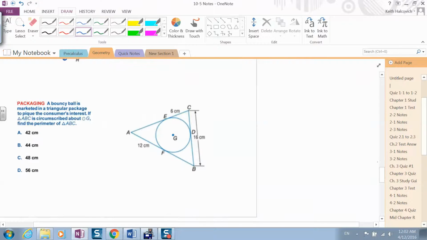Let's look at the next one. It says same concept. If you have the triangular package, these two are the same, so these are both 6, which means this is 10 here, and these two are the same, so that means that's 10, and then this would also be 12, so that means you have 18, 16, and 22. So 18 plus 16 plus 22 is going to give you 56 centimeters.